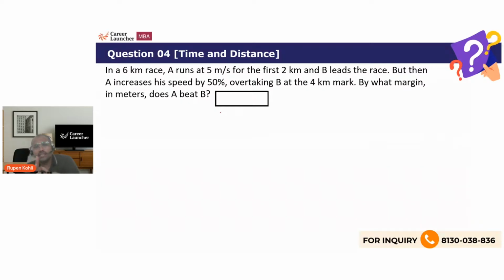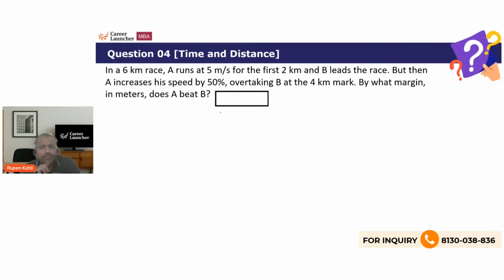A was behind in the race initially, right? He was running at 5 meters per second for the first 2 kilometers. B was leading the race. It's a 6-kilometer race. Then A increased his speed by 50%, which means 5 meters per second now becomes 7.5 meters per second. He then overtakes B at the 4-kilometer mark.